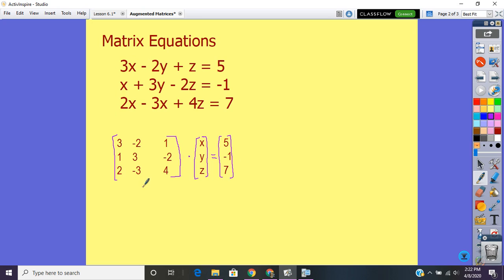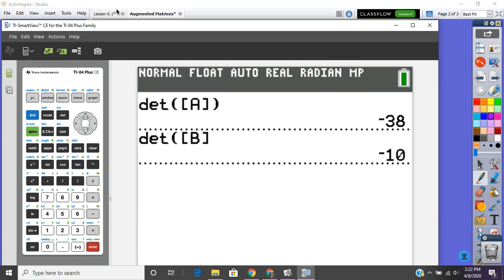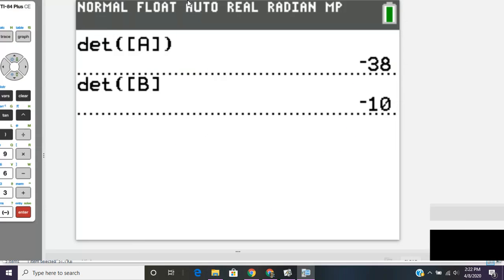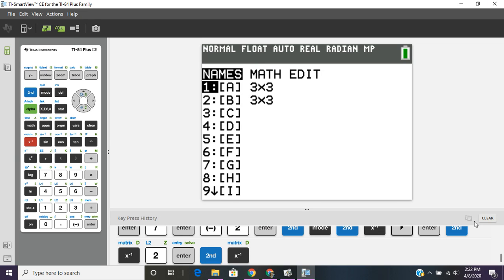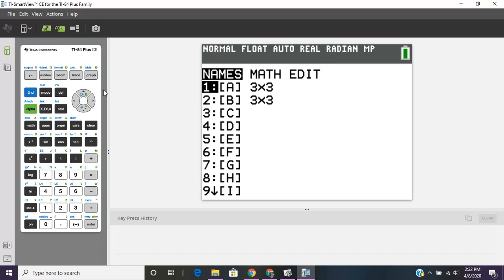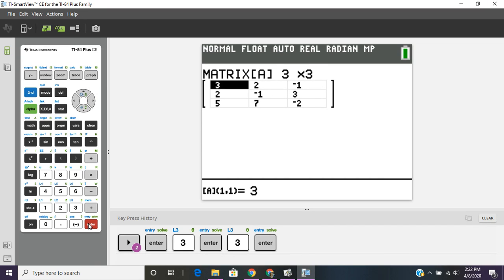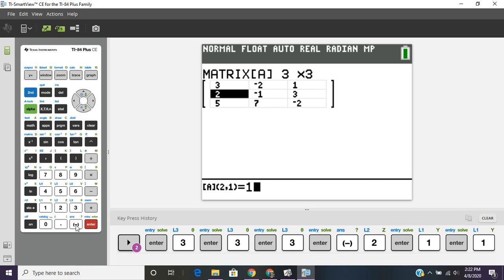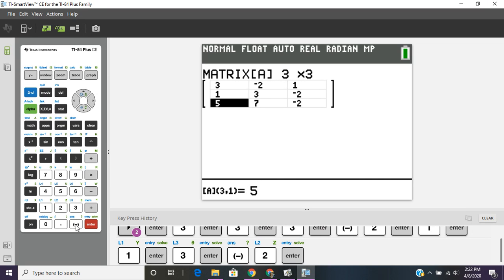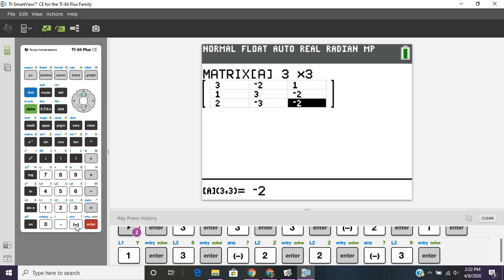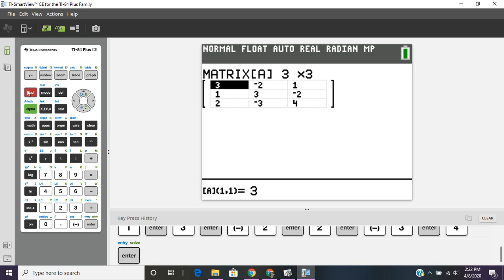So what we're going to do is type this into the calculator to solve this. We're going to type this into matrix A and this into matrix B. So once again, on our calculator, I'm going to move things so I can see what I'm doing. So we're going to go second matrix, over to edit. Our first matrix is still a 3 by 3. But now I'm going to have 3, -2, 1, 1, 3, -2, 2, -3, and 4.